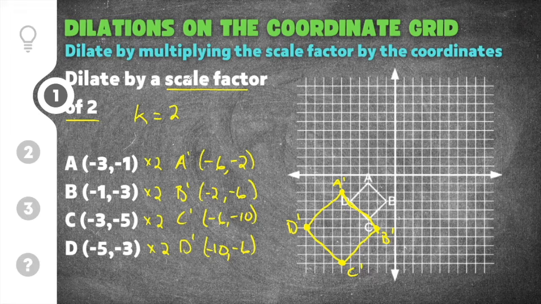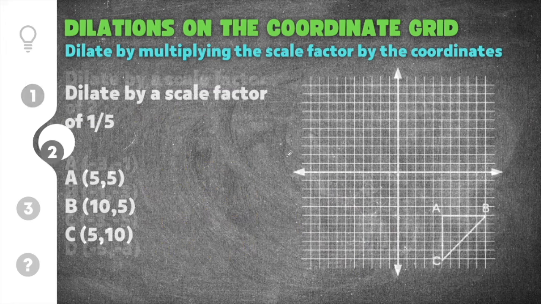I knew it was going to get bigger because this scale factor of 2 is greater than 1, and because this is greater than 1, it's going to enlarge the figure. Now that it's been graphed, this is going to be our solution to this dilation with a scale factor of 2. Moving on to our second practice problem.